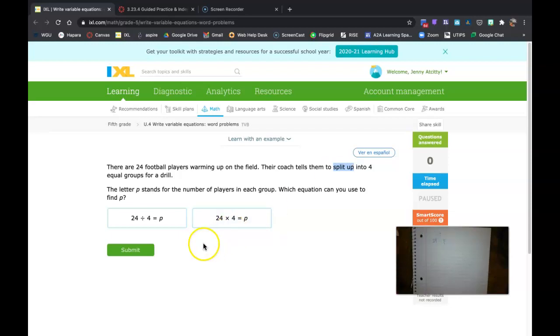So when I look at my two options, only one option has a division symbol. This is multiplying, and so I'm not multiplying here. I'm splitting 24 into 4 groups. And when I do that, I have my answer of P that tells me how many players are in each group. So 24 divided by 4 equals P is my correct answer.